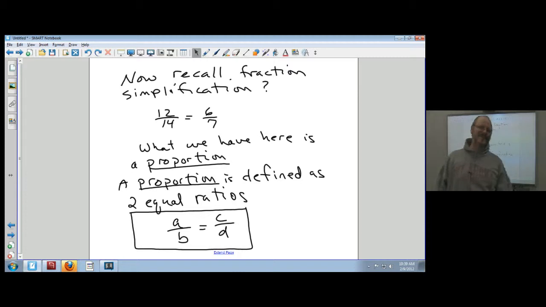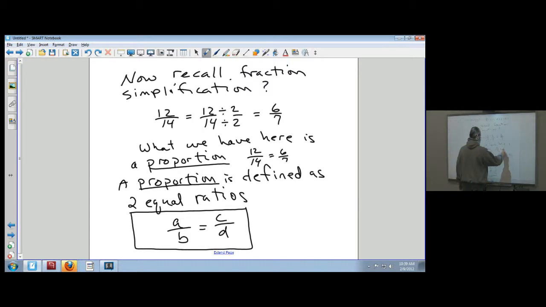All right, so now let's recall fraction simplification. Hopefully you recall fraction simplification. When we looked at simplifying fractions, we had like 12/14 and we simplified it to 6/7. Remember, when we took 12/14, we found out that both the numerator and the denominator divided by 2 by the fundamental principle of fractions, and we ended up with 6/7. Now what we have here is a proportion because we have 12 over 14 equals 6 over 7.